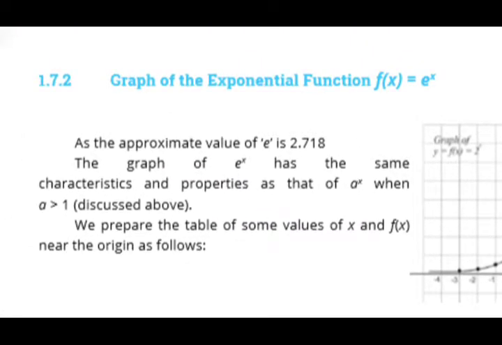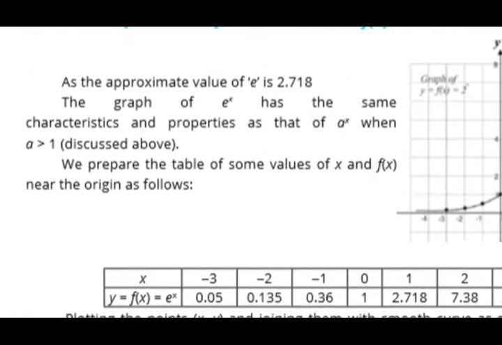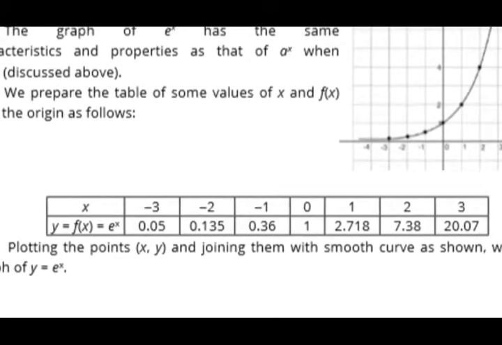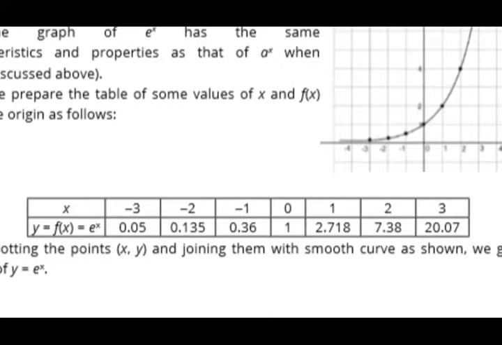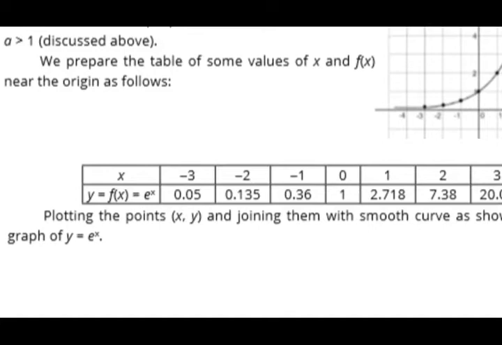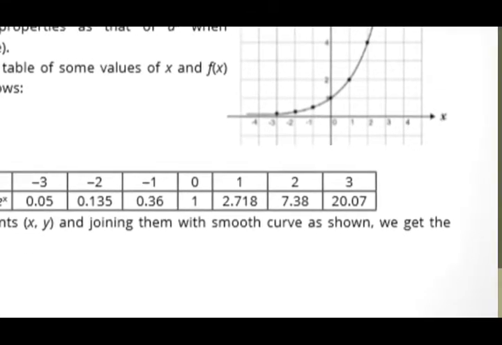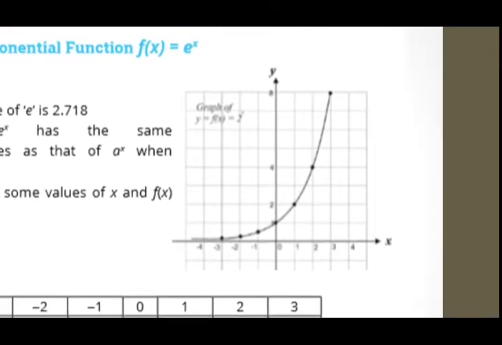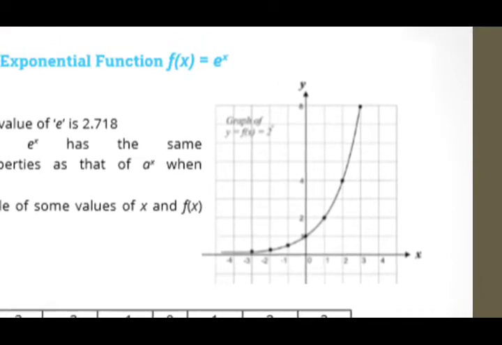The approximate value of e is 2.718. We proved this in exercise 1.3. The graph of e^x has the same characteristics as the graph of 2 raised to power x. Now we take its values from -3 to +3. We find its values from the calculator, plot the points and join them. Now the graph of e raised to power x is the same as 2 raised to power x. It also intersects the y-axis at the point 1.